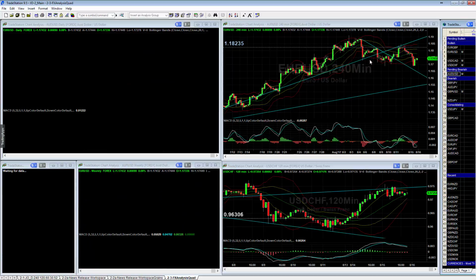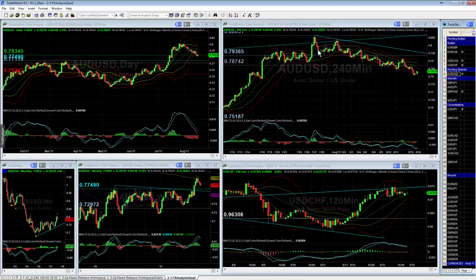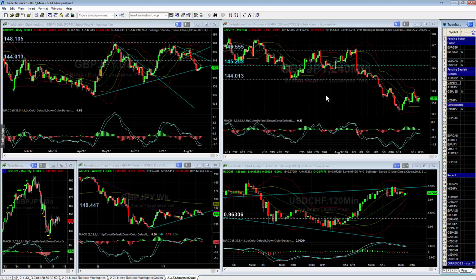Moving over to our bearish portfolio, you can see that we have broken through this support line of 0.78742. So now that puts us in more of a bearish stance, and so we're going to go ahead and move this down to our bearish portfolio and watch for that to move lower.